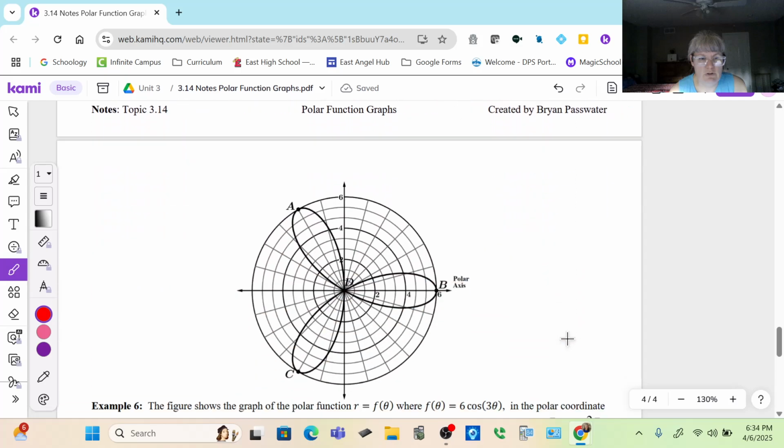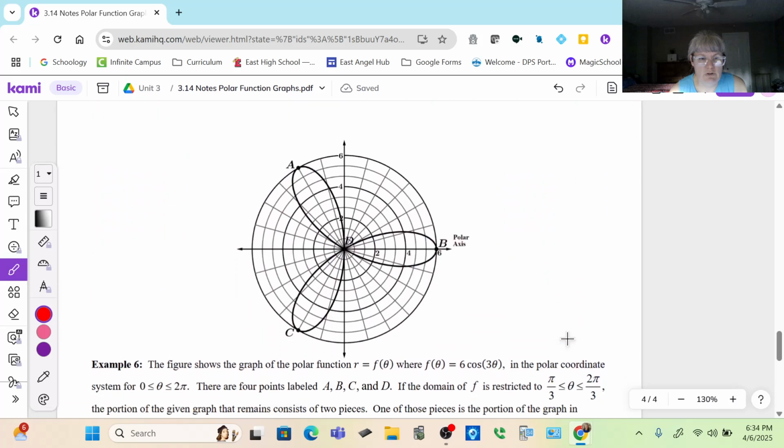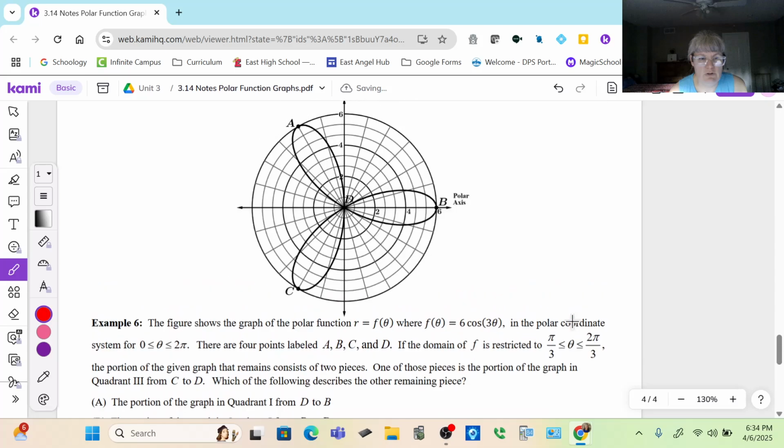If we take a look at example 6, and this is our last example from the notes, I'm again going to sketch a graph. This time it's 6 cosine 3 theta. So again, we're going to have that period of 2 pi over 3. And we're also going to be restricted to the domain of pi over 3 to 2 pi over 3. So I'm just going to sketch that portion of the graph.